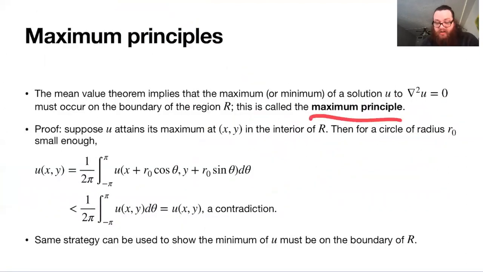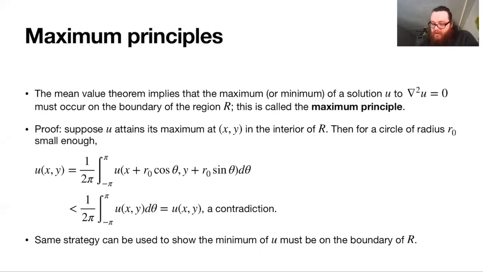And so this is what we're calling the maximum principle. The maximum of your solution to this has to be on the boundary. Likewise, the minimum of your solution to this has to be on the boundary. Okay, and so how does that go? Well, suppose not. Suppose the maximum occurs somewhere in the interior.